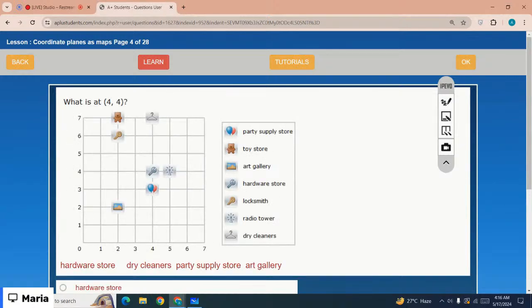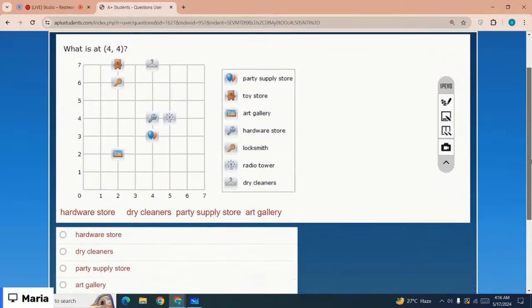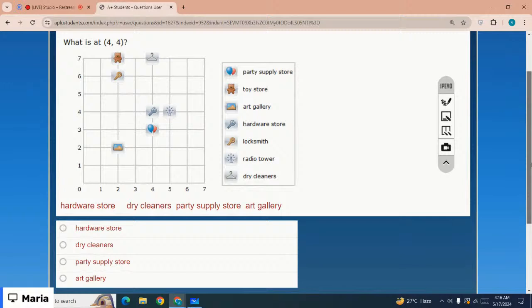What is at 4 4? Which is the correct option? Hardware store, dry cleaners, party supplier store, art gallery. Which is the correct option? Yes, the correct option is hardware store.